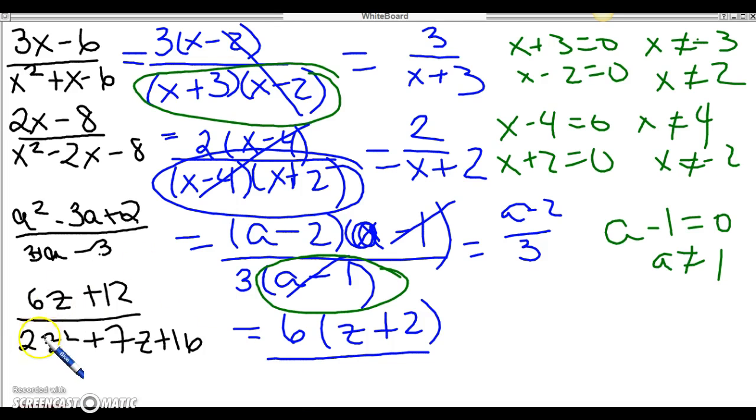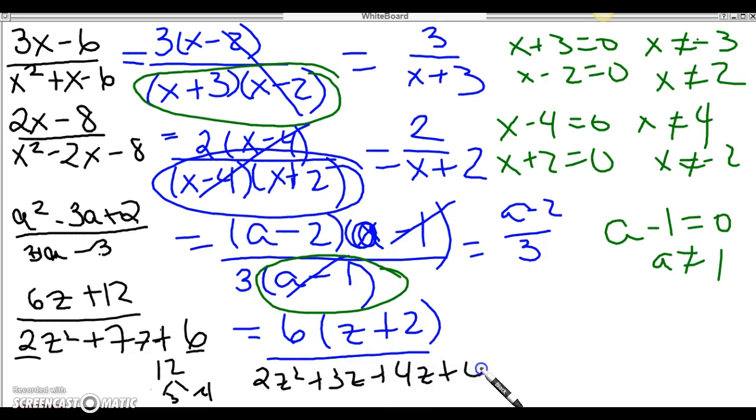Okay. So if I do that, I get 32. And my factors of 32 that add up to 7. And I'm sorry, I actually made a mistake in writing this problem down. This is a 6. So if I look at the 2 and the 6, I get 12. And my factors of 12 are 3 and 4. So I get 2z squared plus 3z plus 4z plus 6. So I factor by grouping.